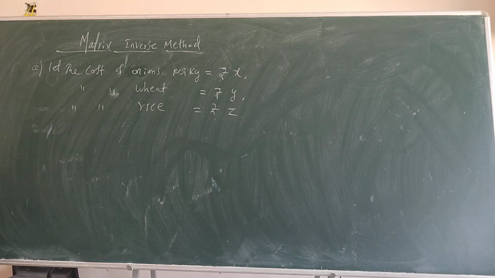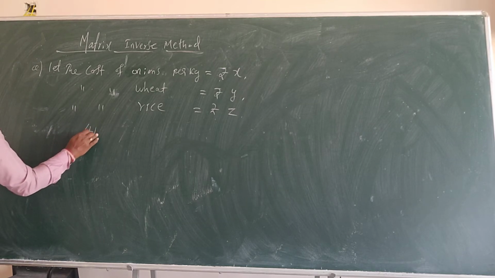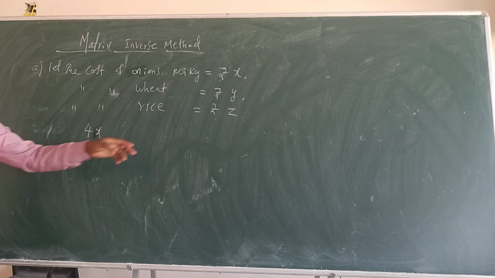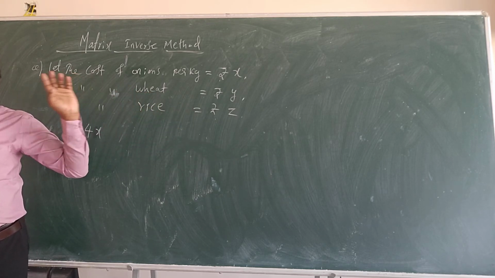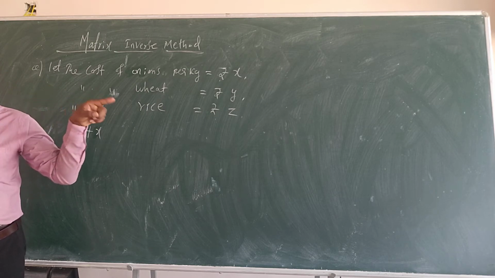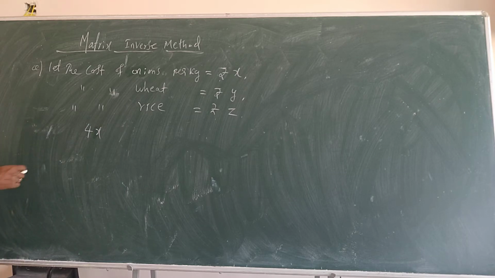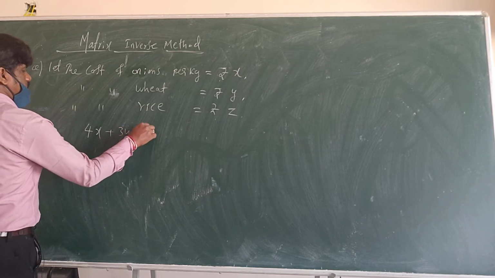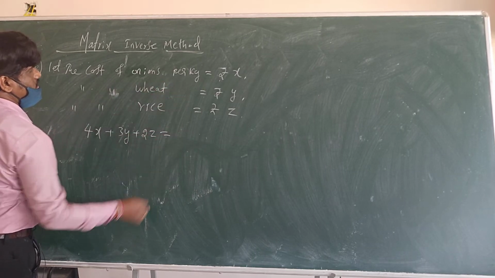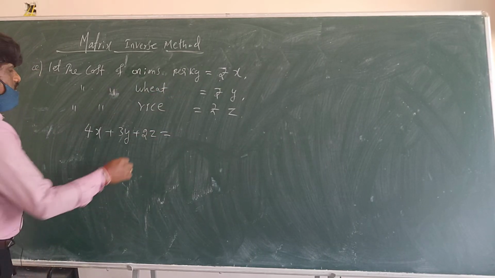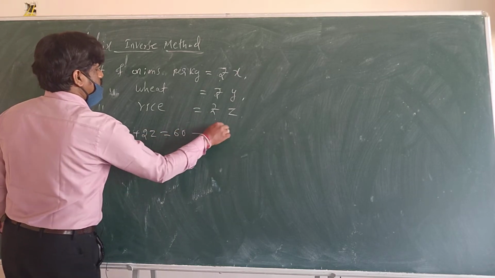What is the first thing they have given? 4 kg onions. Per kg is x rupees, so 4 kg means the cost will be 4x. Next one, 3 kg means 3y. Next one, 2 kg, 2z. The total is 60 rupees.